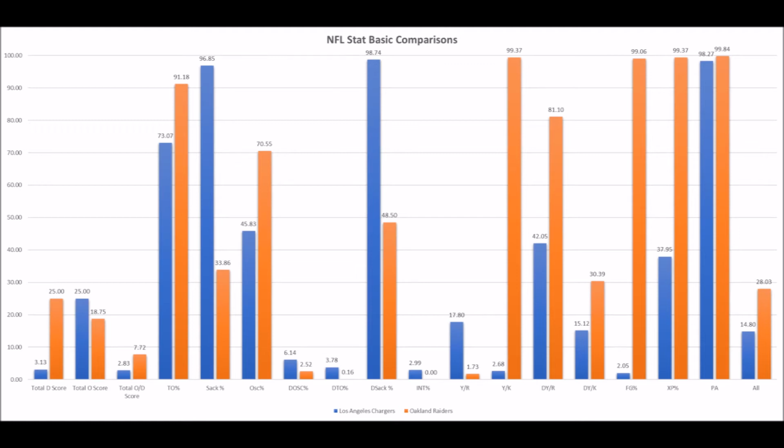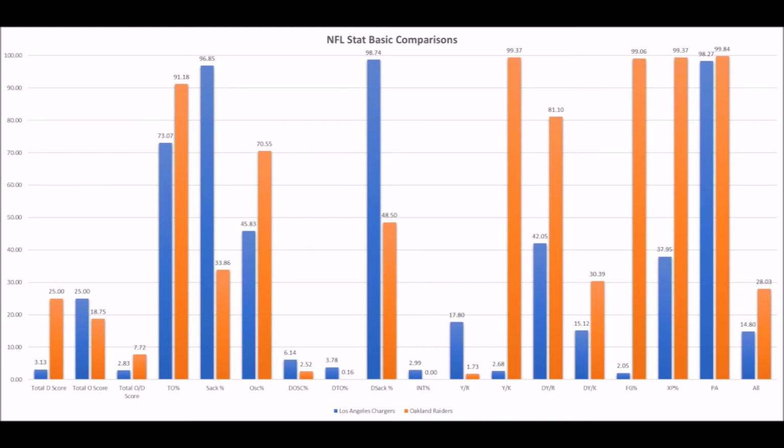Field goal percentage, extra point percentage, these are things that are just in the Raiders' favor. The Chargers have a 2.05 out of 100 field goal percentage, which is pretty much as bad as the Bucks, which speaks to a lot of their issues in terms of offensive score percentage. You know, this is really underrated, guys. When you have a bad kicker who can't consistently put up a very high field goal percentage, you're leaving points off the board. I mean, there's no way around it.